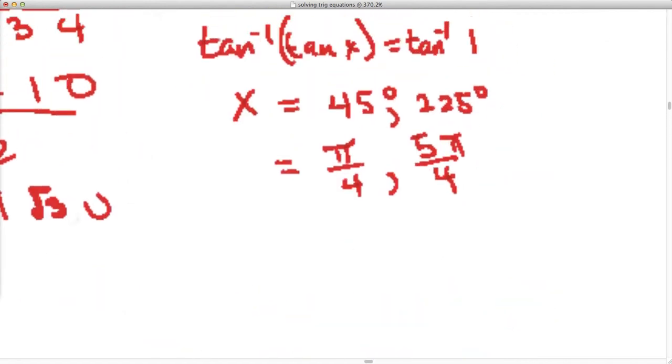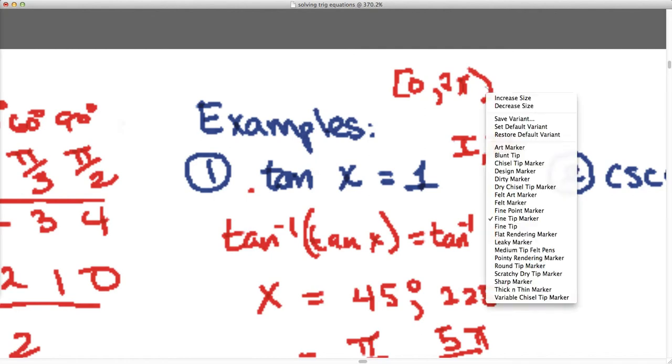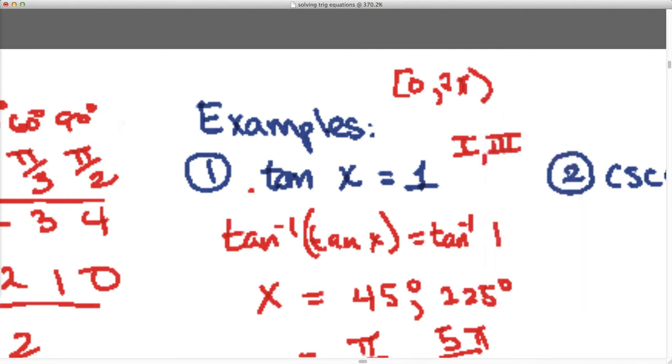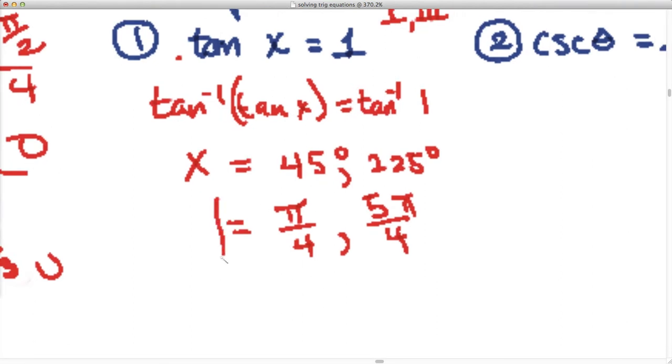Okay. So all these problems, I'm sorry, are restricted 0 to 2 pi. I'll redo these problems without the restrictions, but for now we're going to do them with the restrictions. So you're done, and you move on to the next problem.